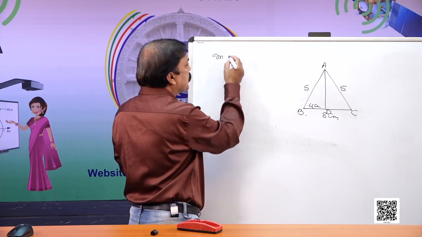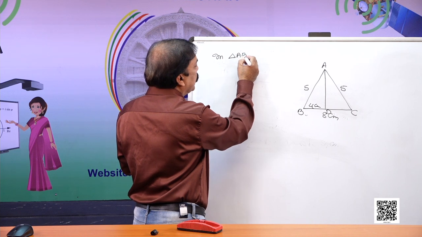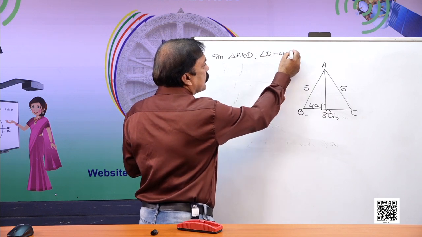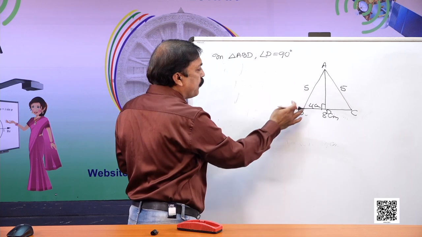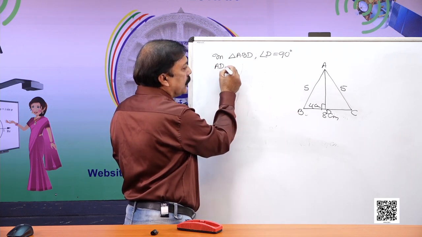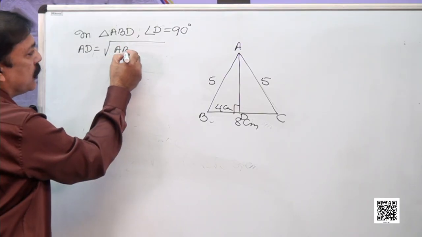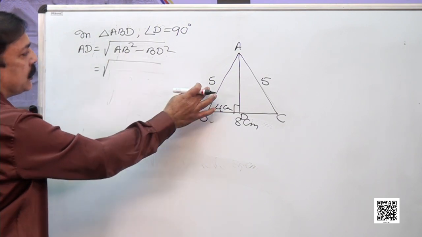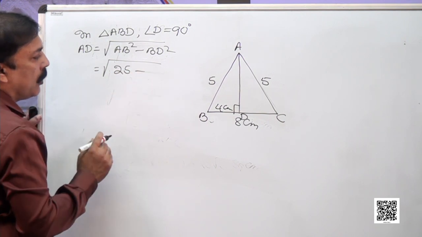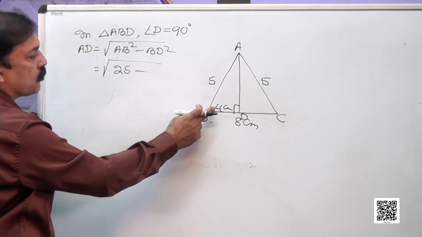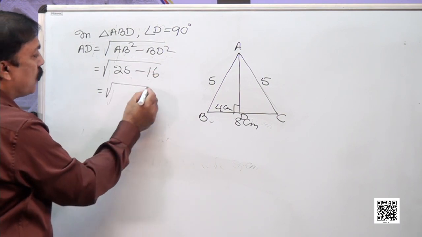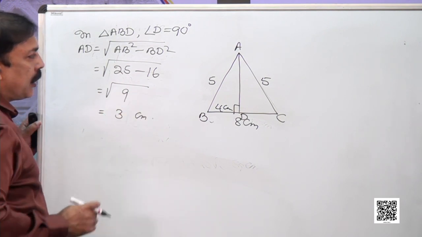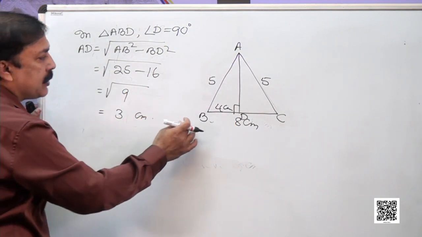So, BD equal to 4 centimeter. Again, as in previous case, in triangle ABD, angle D is 90 degree. So, this is a right triangle and AB is the hypotenuse. So, we can find AD is equal to square root of AB square minus BD square. That gives square root of 5 square, that is 25, minus square of 4, that is 16, so square root of 25 minus 16 gives 9, that is 3 centimeter. Now, AD means height is 3 centimeter and base is 8 centimeter.